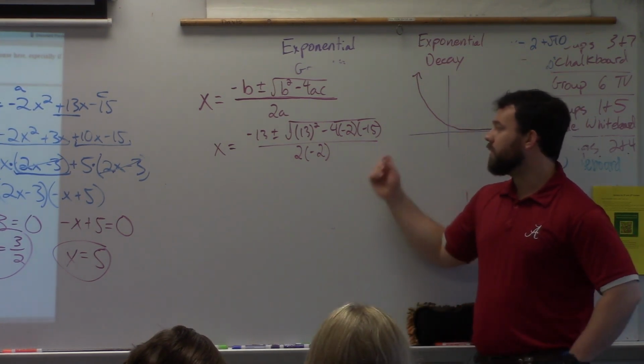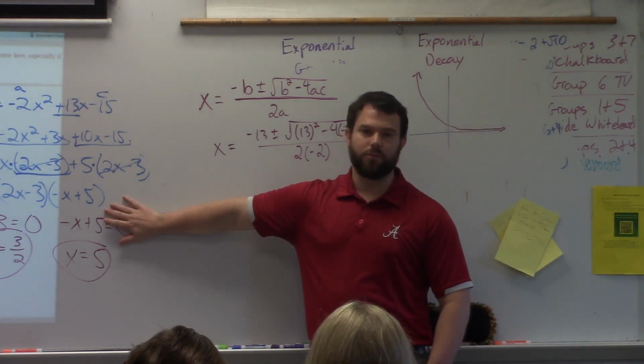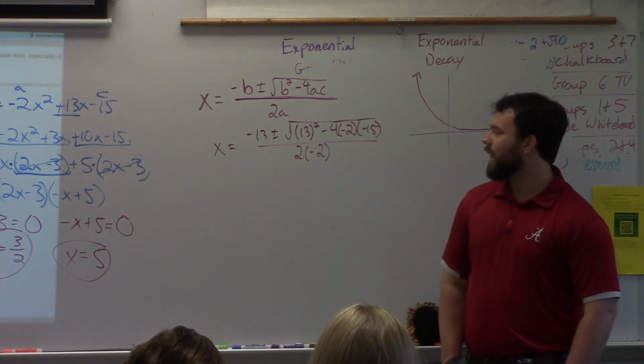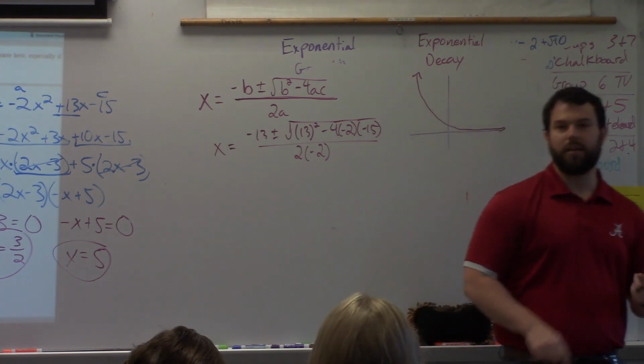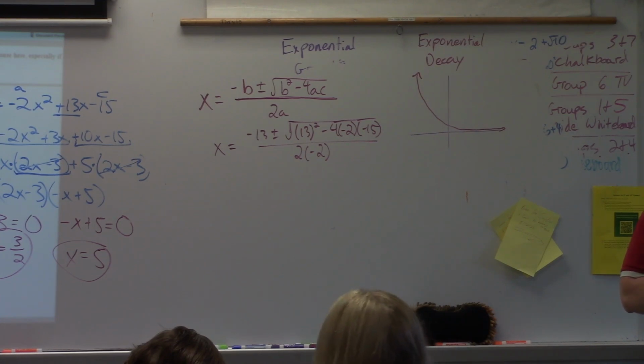And I will remind you, with factoring, that only works with rational roots, right? Fractions and whole numbers. However, the quadratic formula works for irrational. It works for imaginary, the whole nine. So the quadratic formula is a great strategy to always be able to pull out.